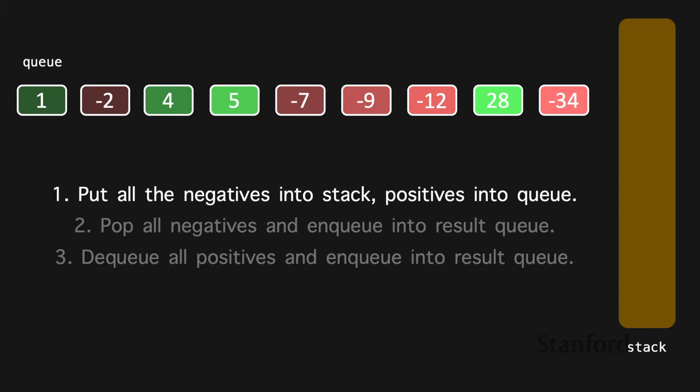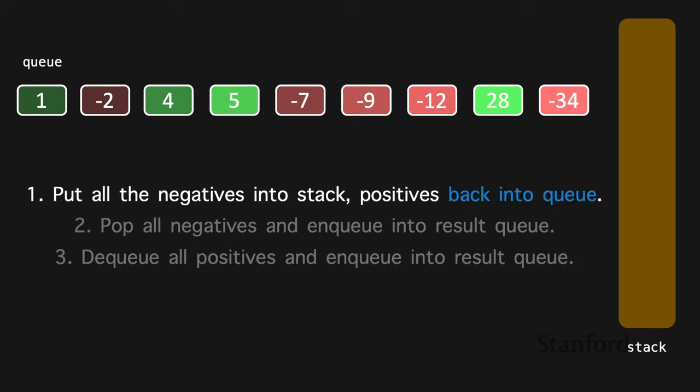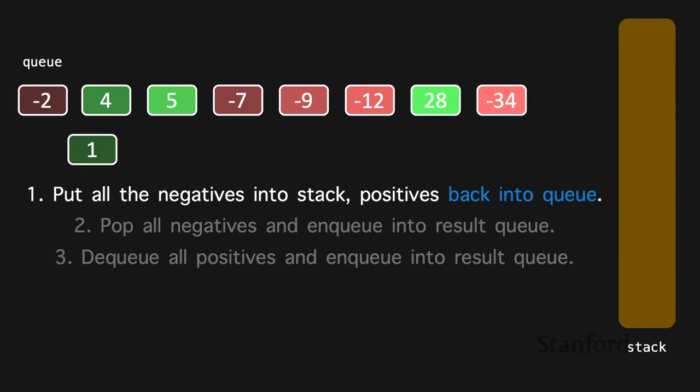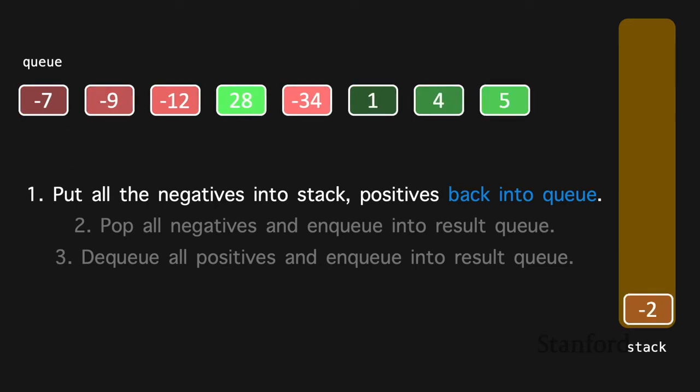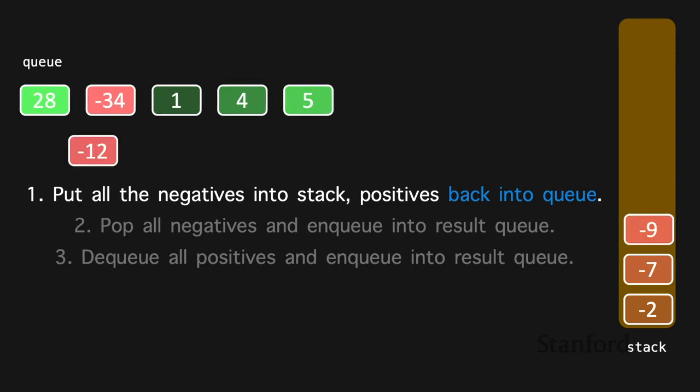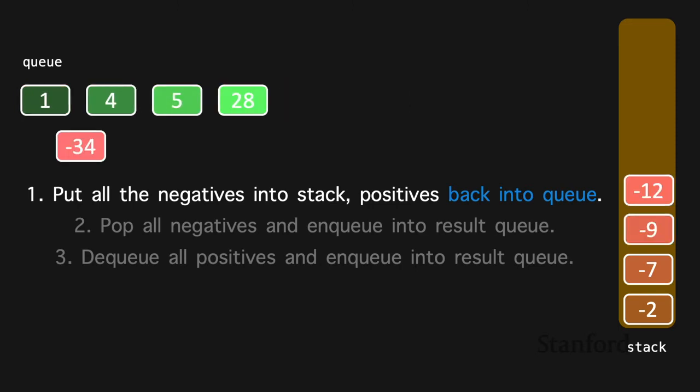Let's see. If we just ran through this once: 1, we move to the back. -2, we move to the stack. 4, we move to the back. 5, we move to the back. -7, -9, -12, 28, -34. This does pose one small issue. Can you see what the small issue is?